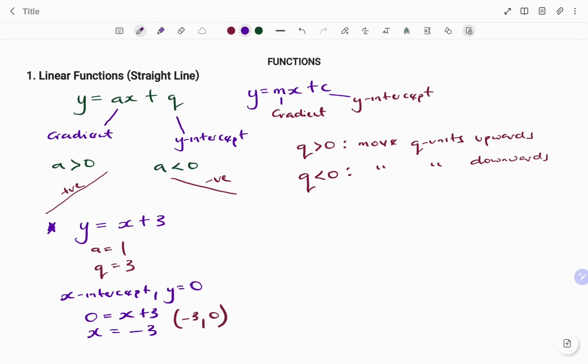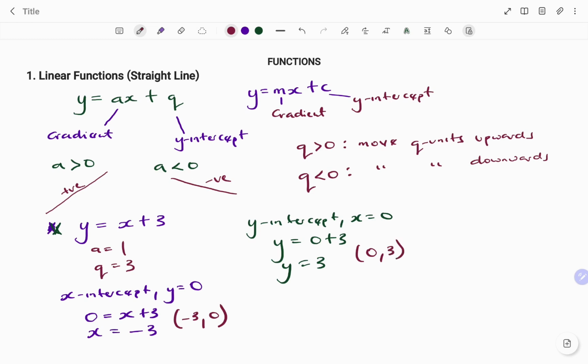Doing the same for my y-intercept. At the y-intercept, the value of x is 0. So therefore, using the same equation, y equals 0 plus 3, so therefore y equals 3. So the coordinates will be x is 0 and y is 3.